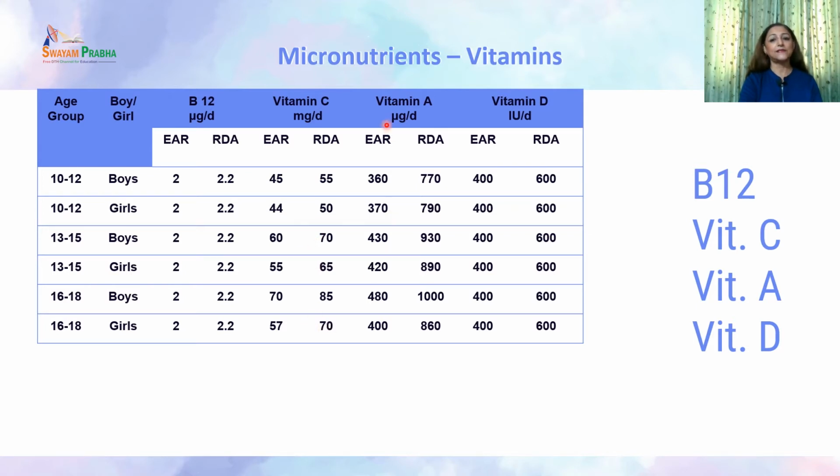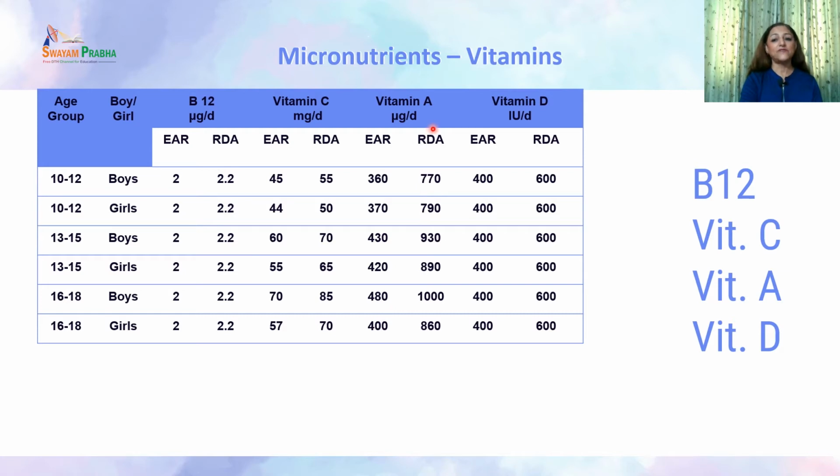And same is the case for vitamin A recommendation, it is in micrograms, and as we can see, the range is from 360 to 430 and then 480, and for girls it is 370, 420 and 400 micrograms when we consider estimated average requirement.